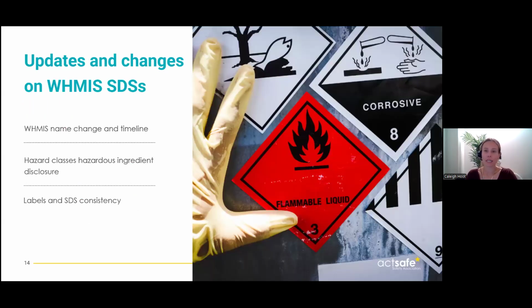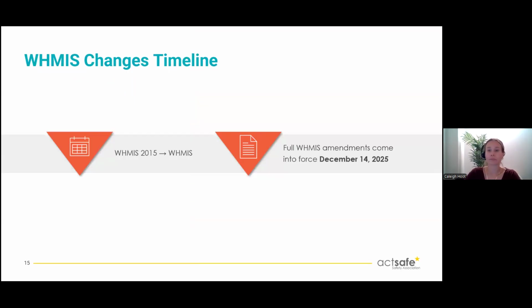Okay, so let's look briefly at what changes have happened to WHMIS and how they could affect our industry. This is just a brief overview of what we're going to talk about. There are some WHMIS changes to the names, some timelines we need to know about, hazard classes, hazardous ingredient disclosures, and then some label and SDS consistency changes that won't super affect our industry, but that we should be aware of.